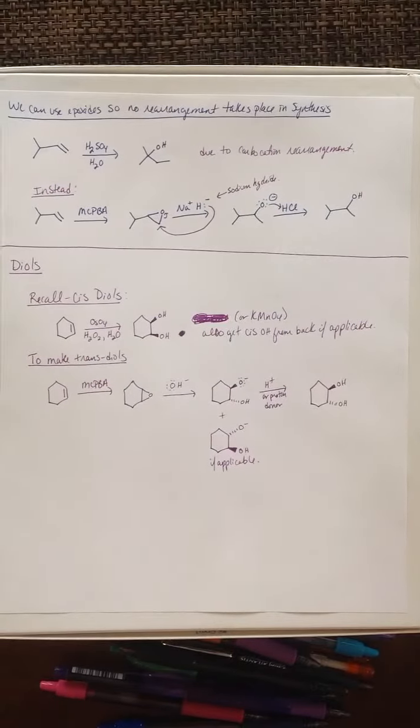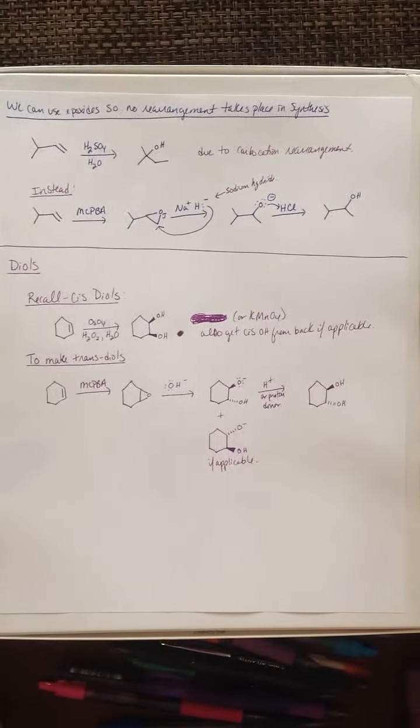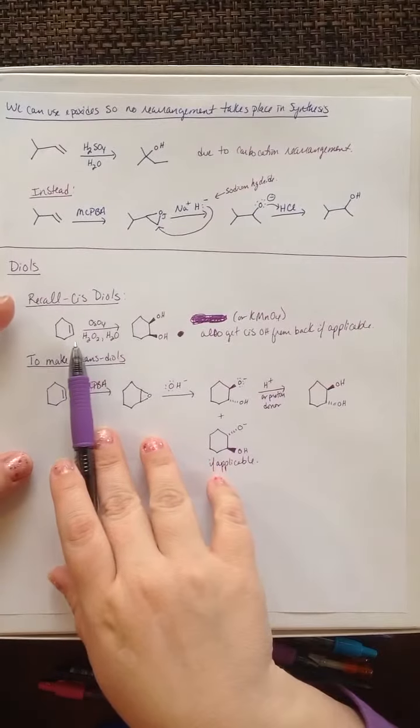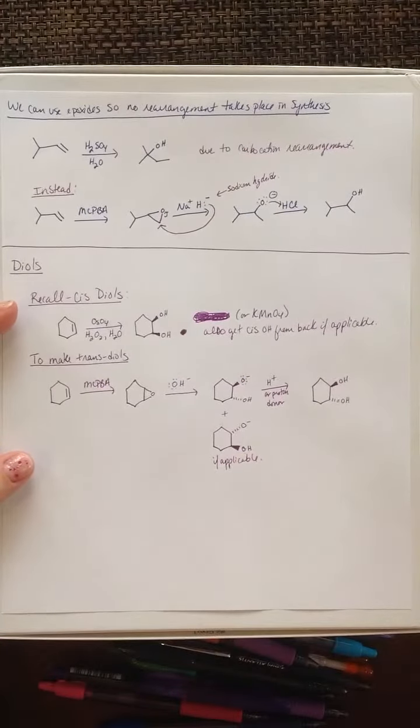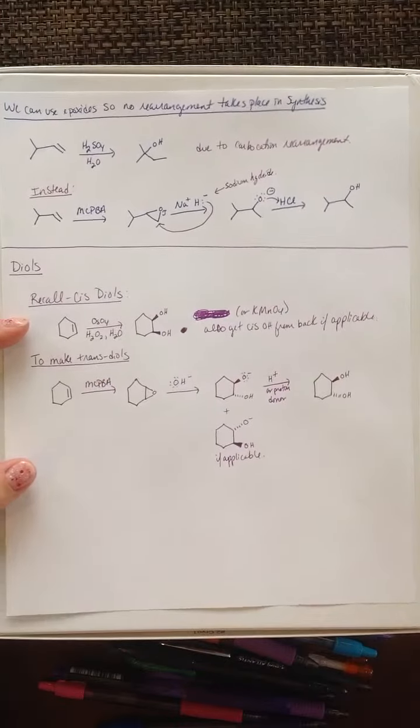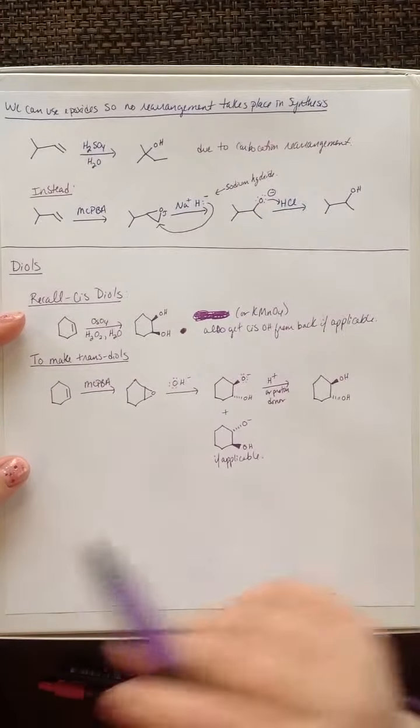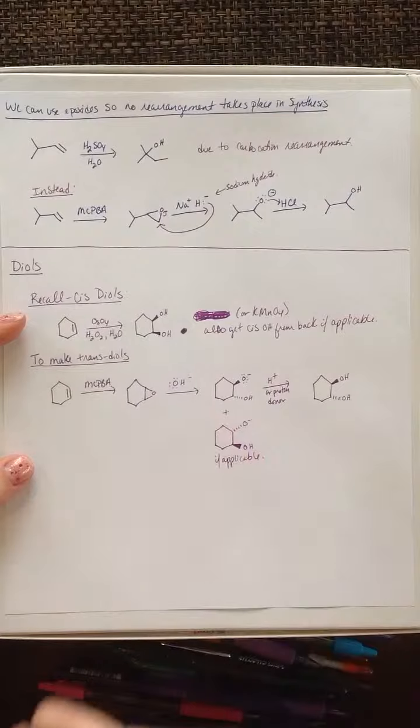Okay, finally let's talk about diols. Diols mean that you have two alcohols. And we looked at last semester how we could use osmium for that. You can also use KMnO4. And there's advantages and disadvantages to each of those. But that's exactly what happens.